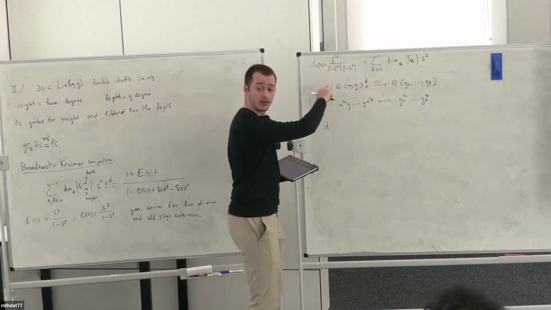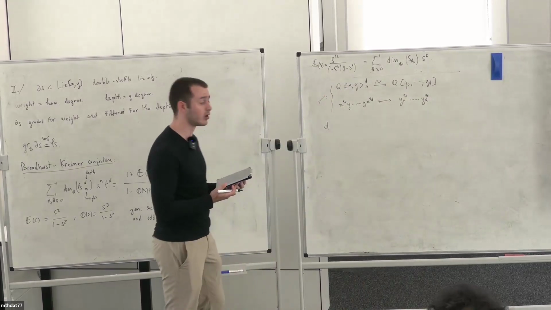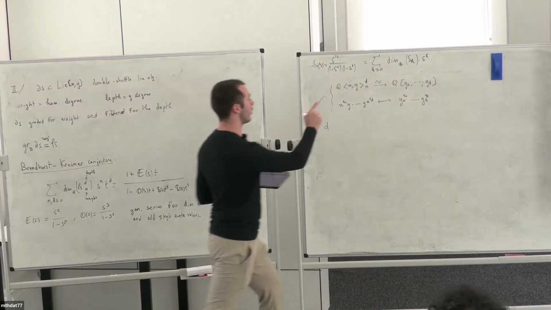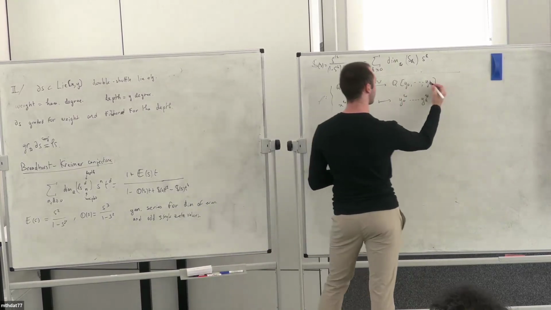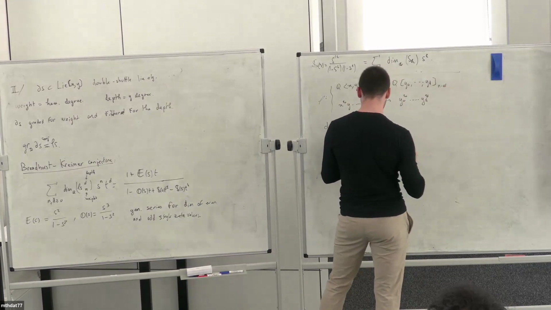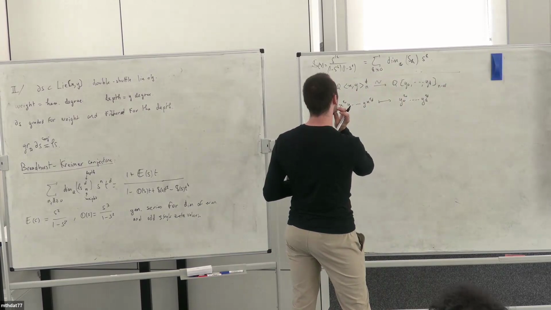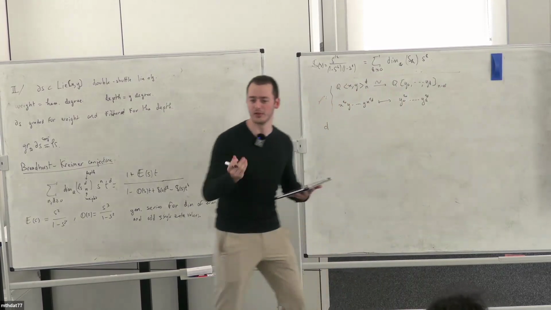Sorry, here? Yeah. Oh, on the right. Yeah, sorry. So here, yeah, of course. Here we have n minus d. I think it's n minus d, right? Yeah, it's n minus d. Yeah, thank you. Of course.